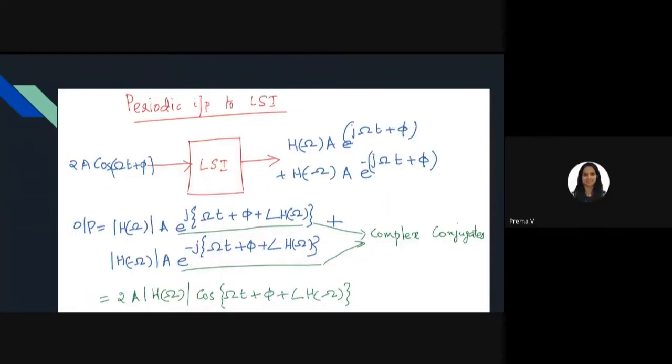Yeah, same phasor with a change in amplitude and a change in phase. So this is very important. Because of this, it is very easy to analyze phasors through LSI systems.